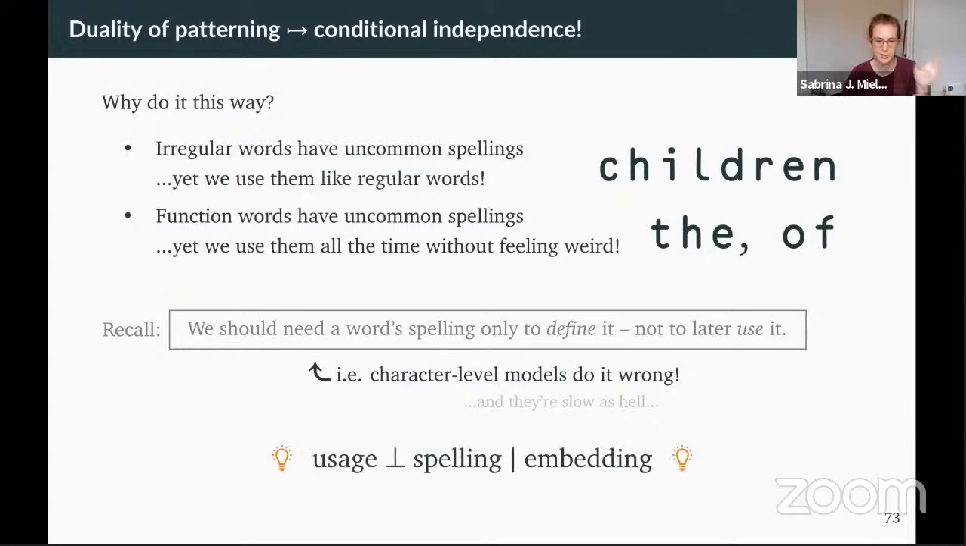And this light bulb statement. So yeah, I came up with this neat thing that's supposed to say usage and spelling should be independent of one another given the embedding. So that's kind of what our model wants to do.